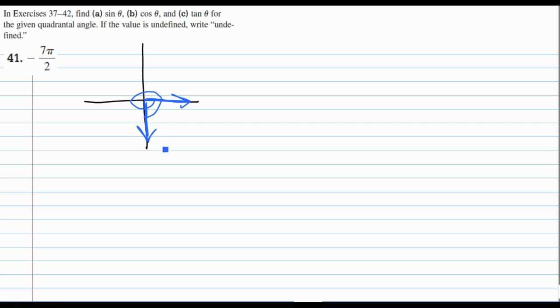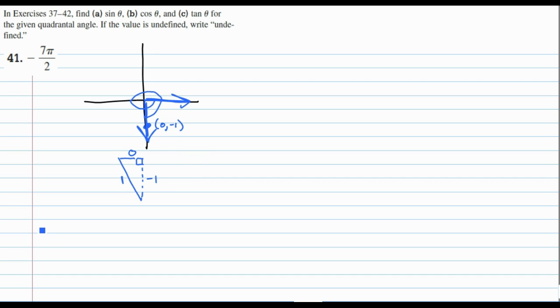So we have a very similar triangle like we did last time. I'm going to pick an easy point, so that would be 0, negative 1. And I'm going to pretend like this is not quite on the y-axis. Now this width here is 0. This y-coordinate here is negative 1. And then the hypotenuse is positive 1.